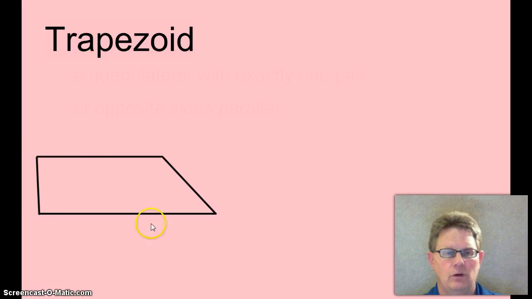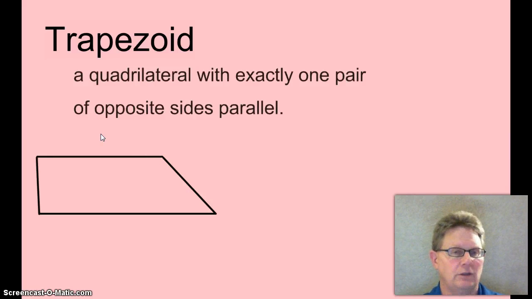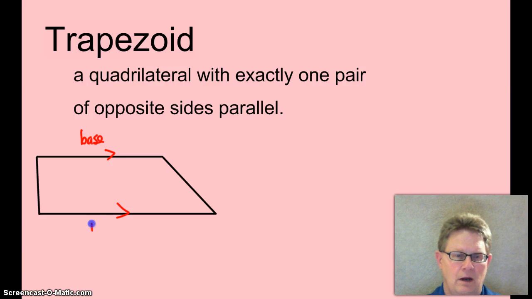A trapezoid can look like this, but the definition of a trapezoid is a quadrilateral with exactly one pair of opposite sides parallel. So in this picture, these would be the one pair of opposite sides that are parallel. They are the bases. The non-parallel sides, those are called legs.